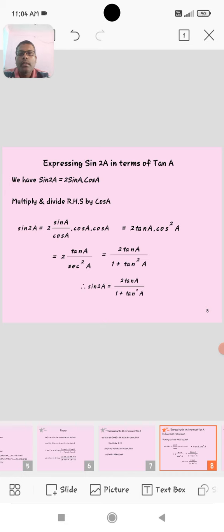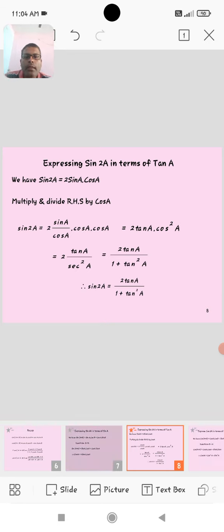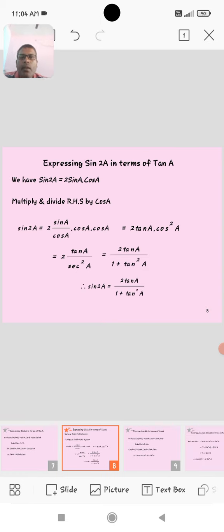Now the next one: expressing sin 2a in terms of tan a. We have sin 2a is equal to what? 2 sin a cos a.